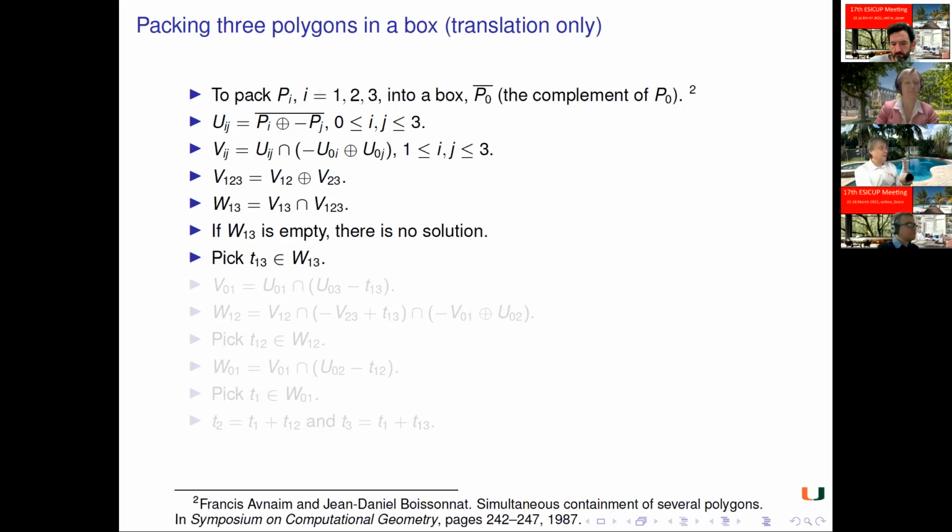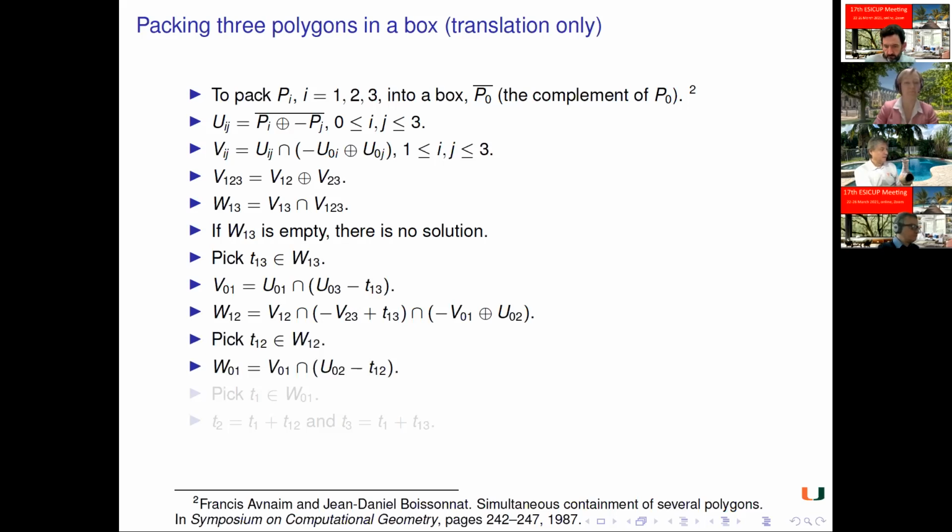If it's not empty, then you pick a point and you do a translation, another intersection, another translation, and another intersection, and another Minkowski sum. Pick another point, another translation, intersection, pick another point, and in the end you get T1, T2 and T3, which are translations of the 3 polygons that will place them inside the box. The rectangle could be a rectangle or a parallelogram. So this is not our work, this is Avnaim and Boissonnat.